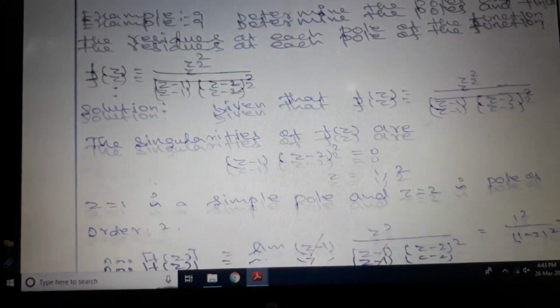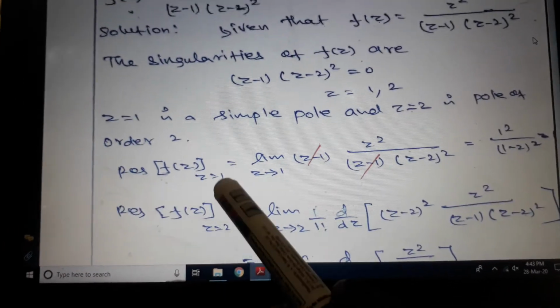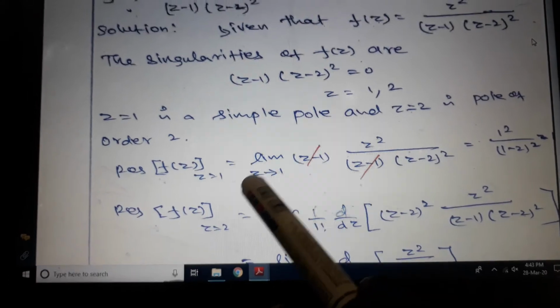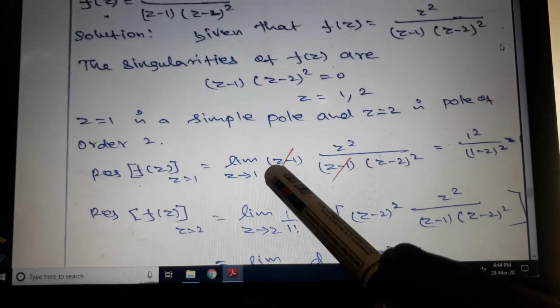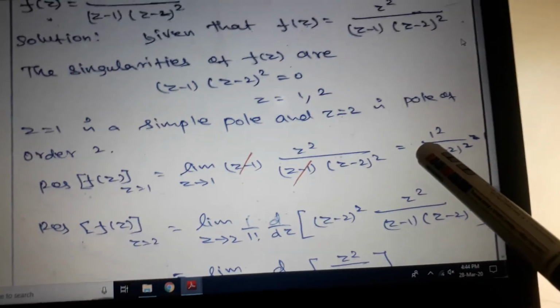Now apply the formula. So z equal to 1 is a simple pole. What is the formula? Limit z tends to a, z minus a into f of z. Very simple. Z minus 1 and z minus 1 cancel. Just put z equal to 1, you will get the answer.